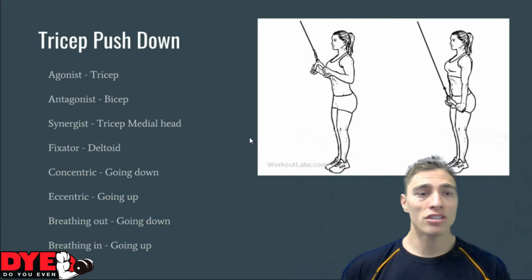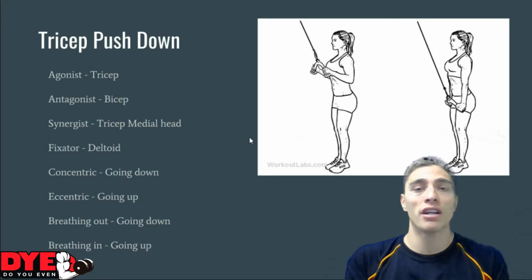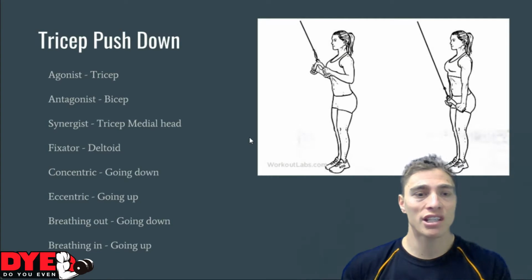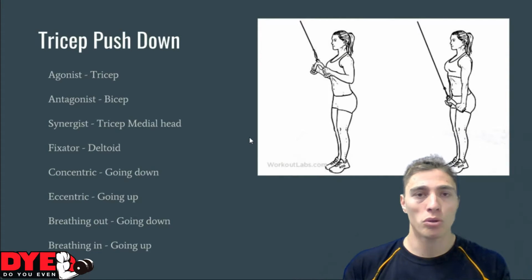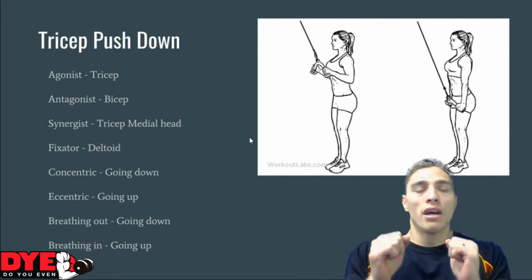Fixator is your deltoid, again, keeping your arms locked at your side so you don't cheat, your elbows don't come forward. Concentric, your working phase in the tricep pushdown is when you're pushing down. The eccentric, when the triceps lengthening, is when you're going up. Breathing out as you work and go down, breathing in as you bring it back up.